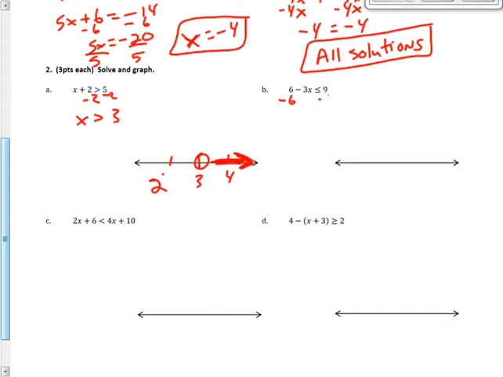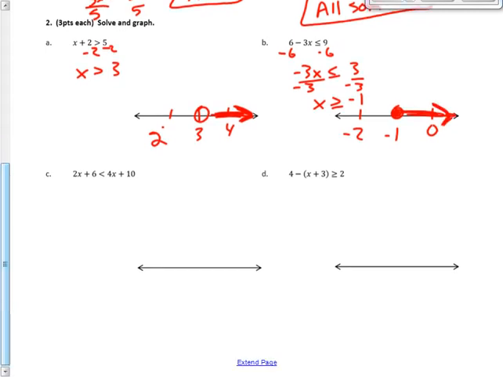Part B, subtract 6 from both sides. Negative 3x less than or equal to 3. Divide by negative 3. When I divide by a negative, the inequality has to switch. 3 divided by negative 3 is negative 1. So I have negative 1. I have a number that's bigger than that and a number that's smaller than that. Greater than or equal to is a closed circle. I'm looking for my answer to be the numbers that are bigger than negative 1. So that's going to go over here to the right again.